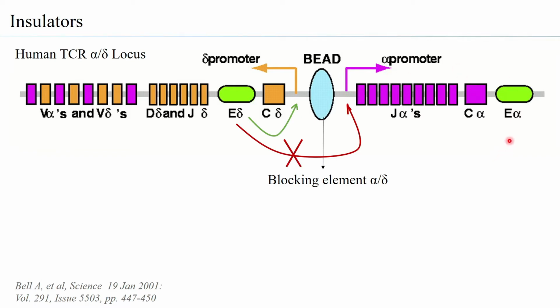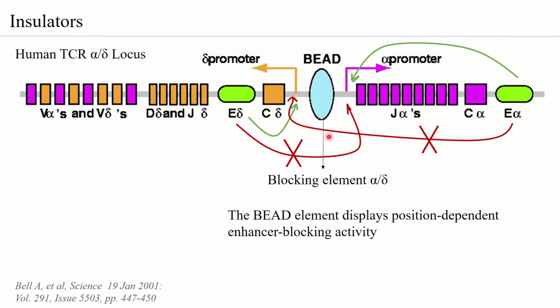Same is the case with the enhancer for the alpha genes. So this is able to definitely stimulate transcription from the promoter region for the alpha genes, but it is not able to influence the transcription from the delta promoter, which means that this enhancer is not having an effect on these genes, while this enhancer is not having an effect on these genes. Why? Because of the presence of the blocking element in between.